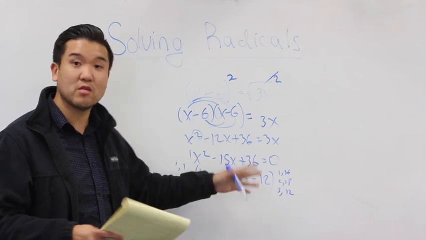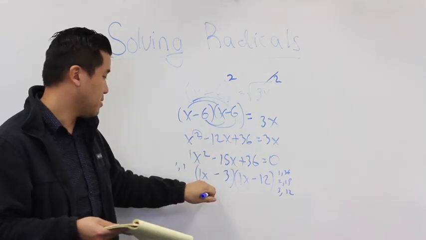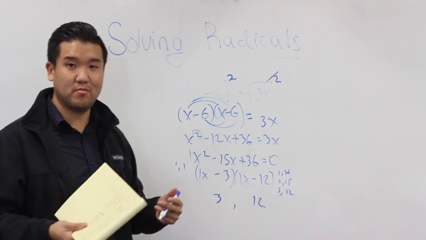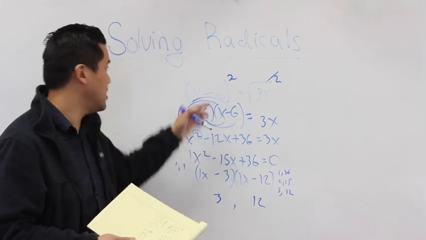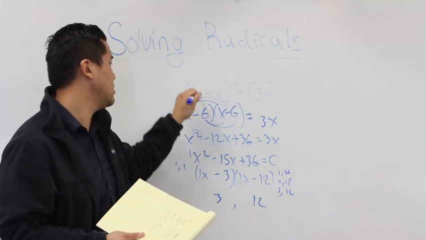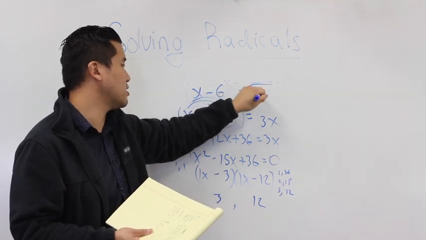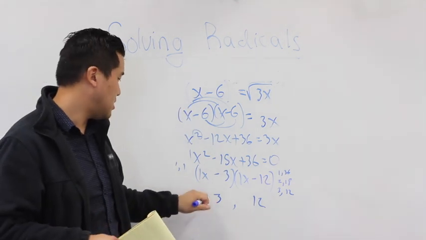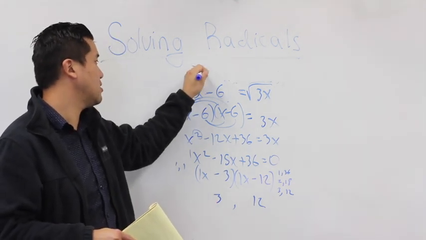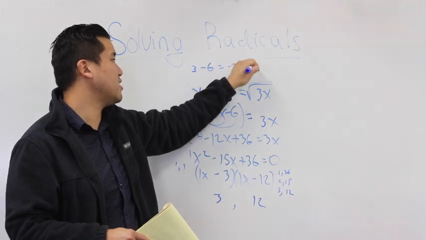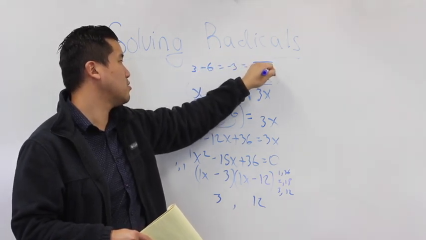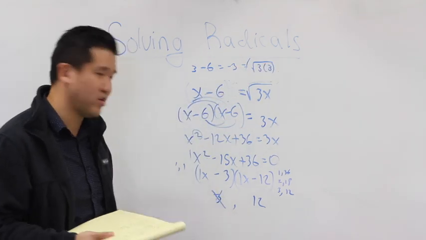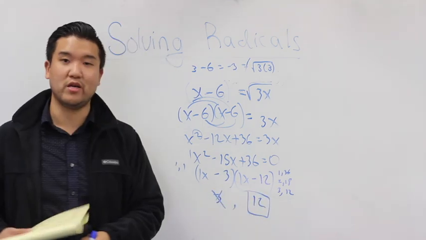So my answers, these are my factors from quadratic. My solutions are 3 and 12. Alright? But because we have two answers, we want to check for extraneous solutions. So we plug it back into the original problem here. So it's x minus 6 equals square root of 3x. All you have to do is see if this left side becomes negative. So 3, when I plug in here, you get negative 3. Will negative 3 ever equal a square root? Never. A square root can't ever be negative. So we know that this guy is my extraneous solution. This guy is my actual answer.